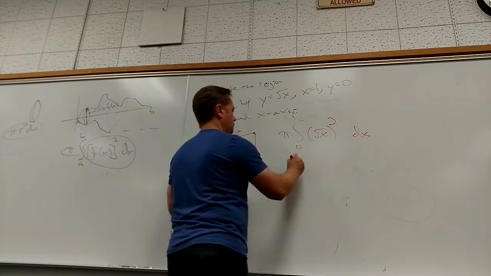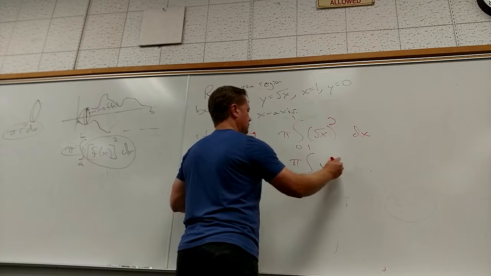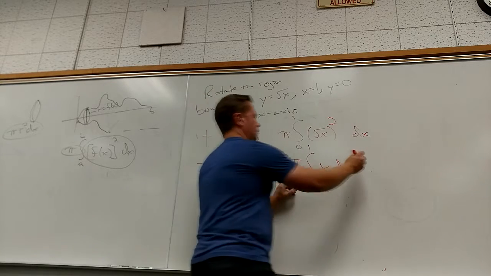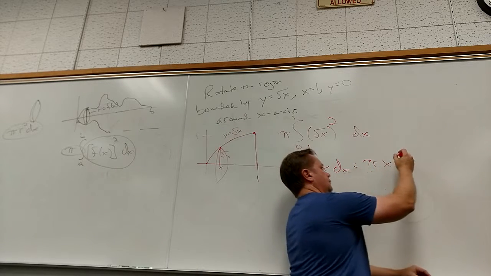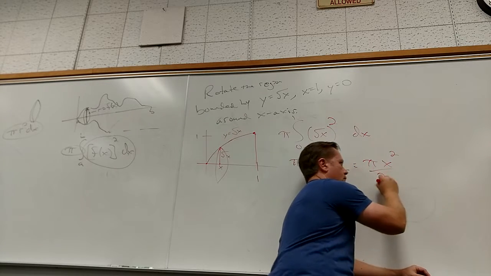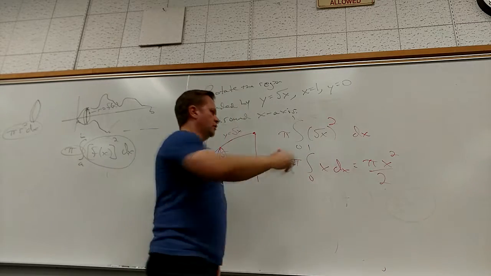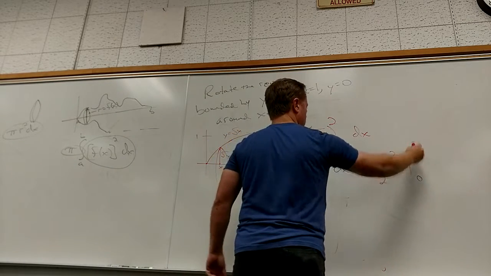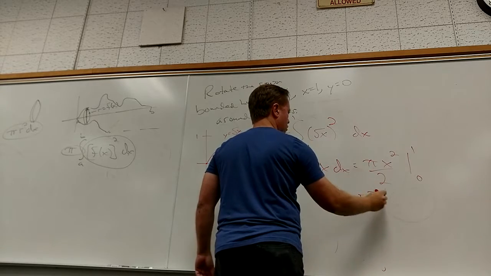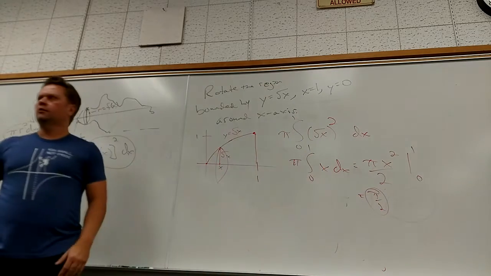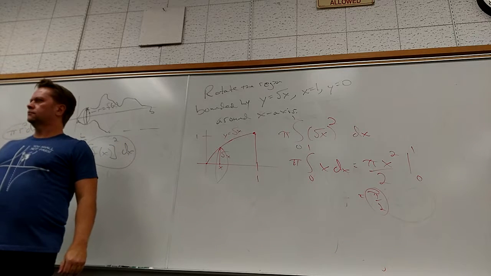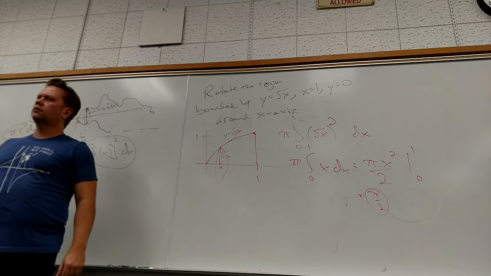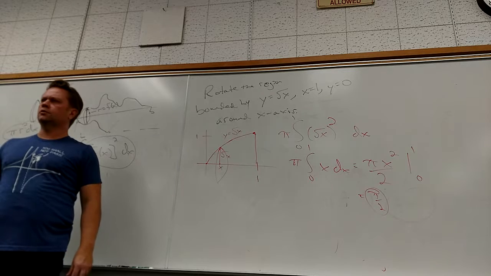So what's the square root of x squared? That's x. Integral of x is x squared over 2, and I want to go from 0 to 1. So 0 is nothing, so I get pi over 2 would be the volume. If I rotated this region, that would be the volume. Is that kind of neat? No?